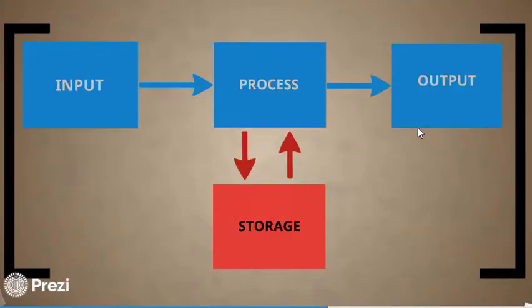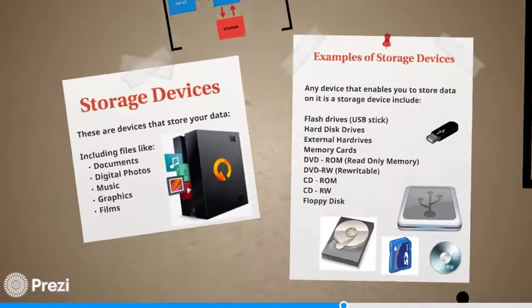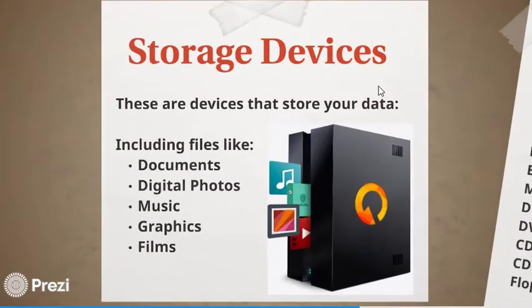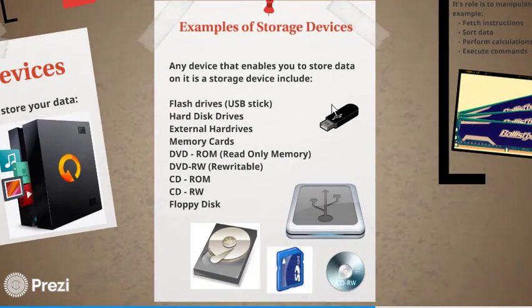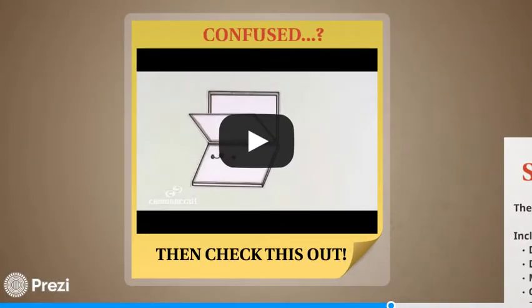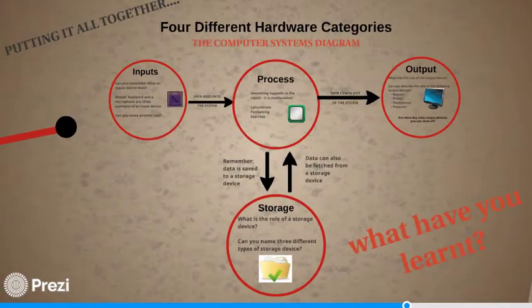Okay, next, as I mentioned earlier, is the storage. And here comes the storage. These are devices that store your data, including files like documents, digital photos, music, graphics, and films. Any device that enables you to store data on it is a storage device, like flash drives, hard disk drives, external hard drives, memory cards, DVD-ROM, okay, and floppy disks. So those are examples of storage devices.